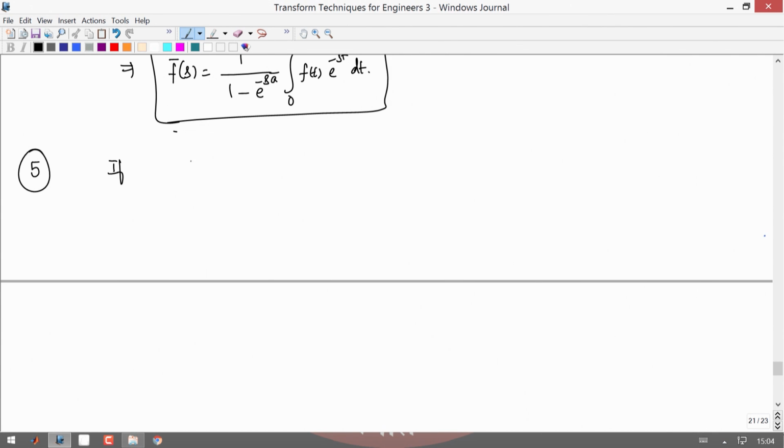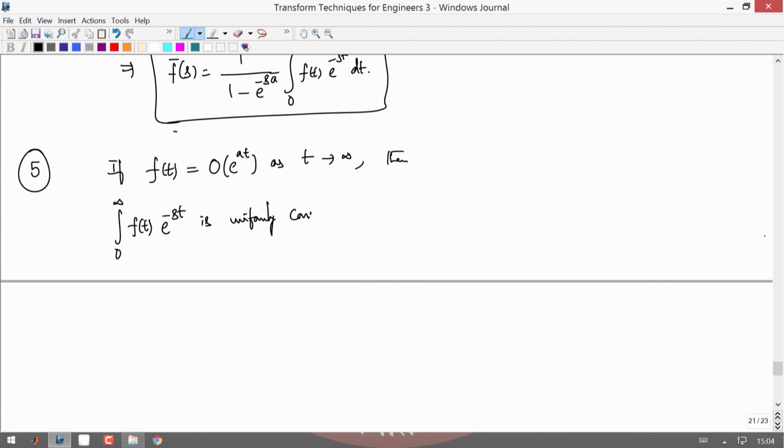Rather, let me put it. So, if f of t is an exponential function of order e power a t as t goes to infinity, then the Laplace integral, that is the Laplace transform, the integral of f of t times e power minus s t, is uniformly convergent with respect to s, for s greater than or equal to, or rather s greater than a.